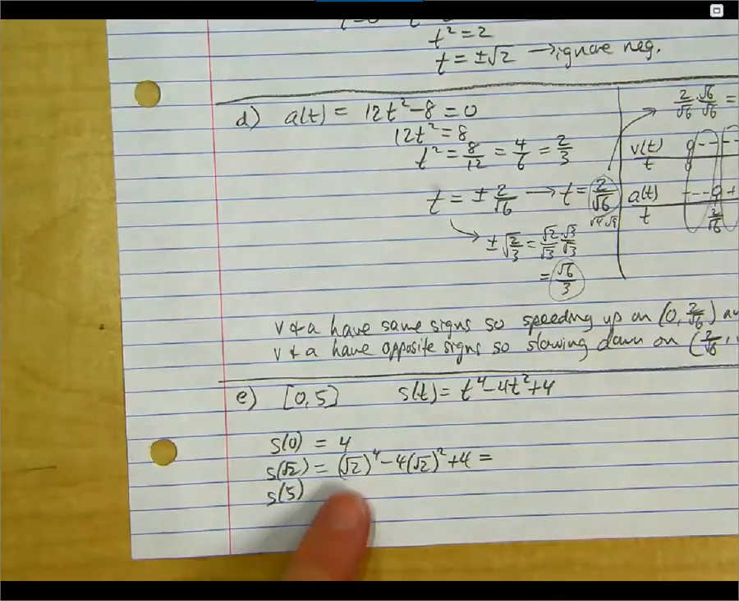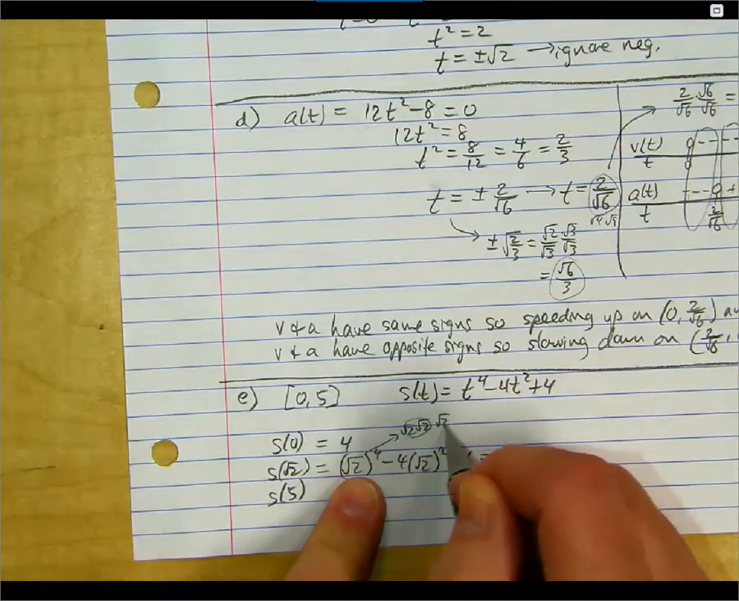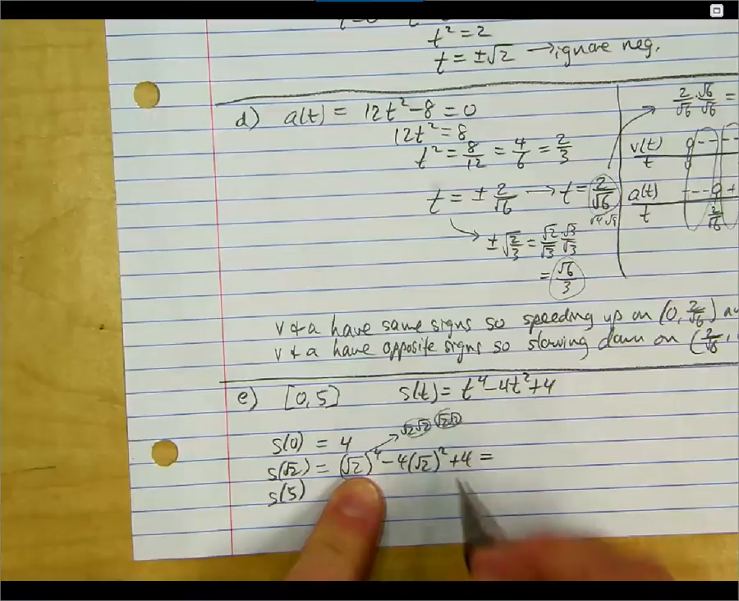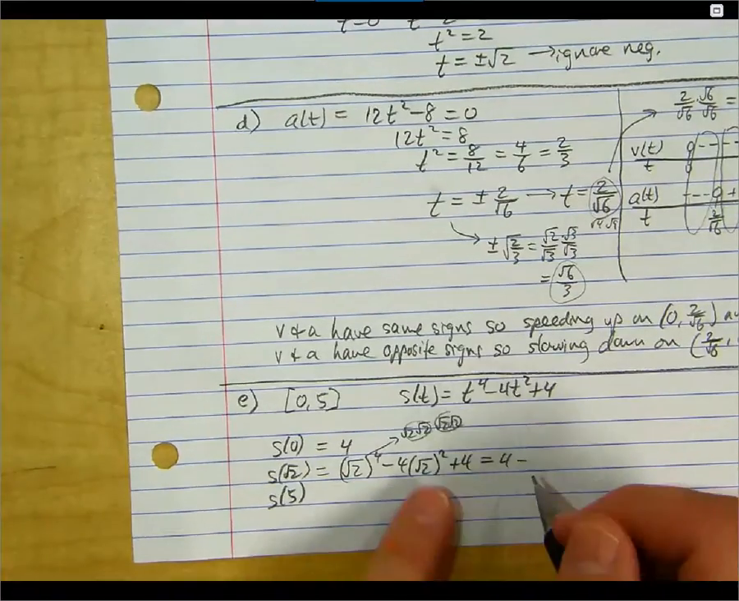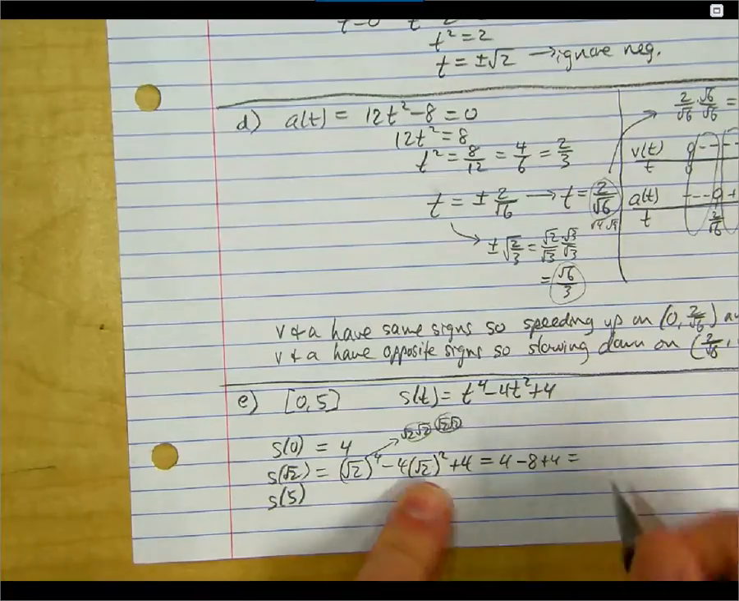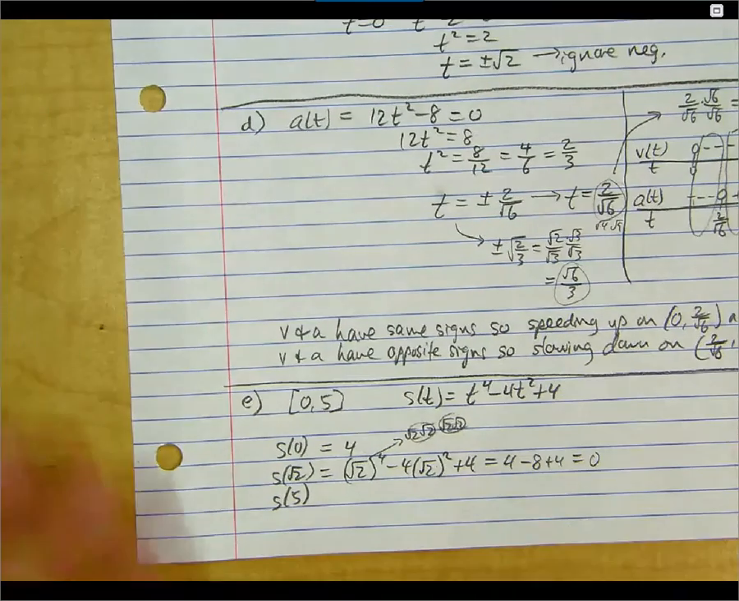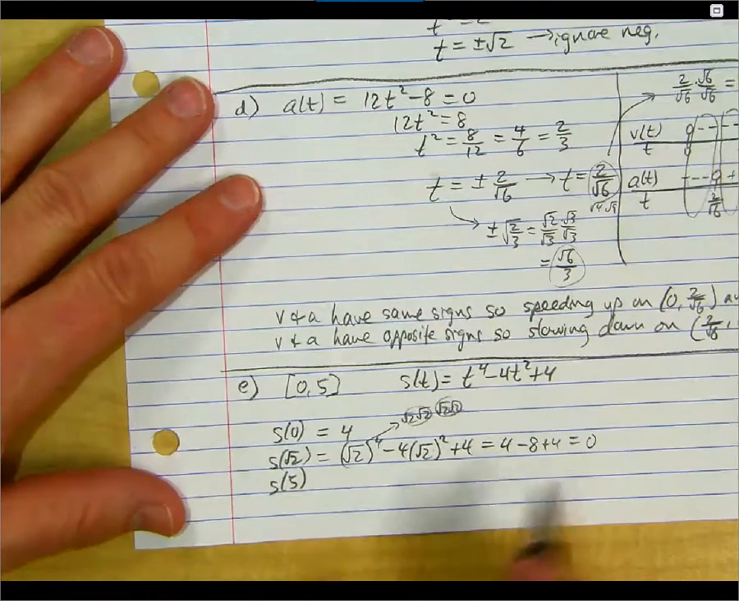So rad 2 times rad 2, that's a 2, and do it again, that's another 2, so that's going to be a 4. This is a 2 times a 4, which is minus 8, and then plus 4. So if I'm seeing this correctly, it's a 0. That's odd. That doesn't happen every day, but it is what it is.